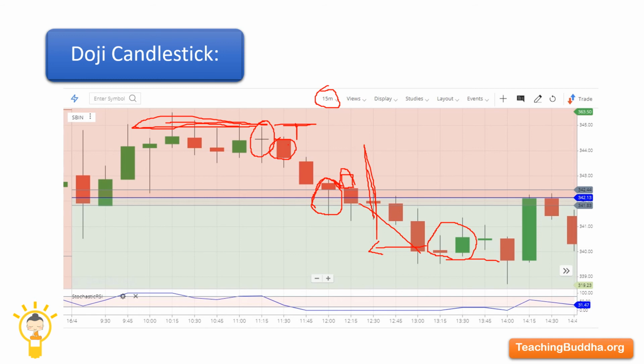So in this way, candlesticks give you a lot of information about the market, where the market is going. It gives you where to enter a position. It gives you where to exit your position.